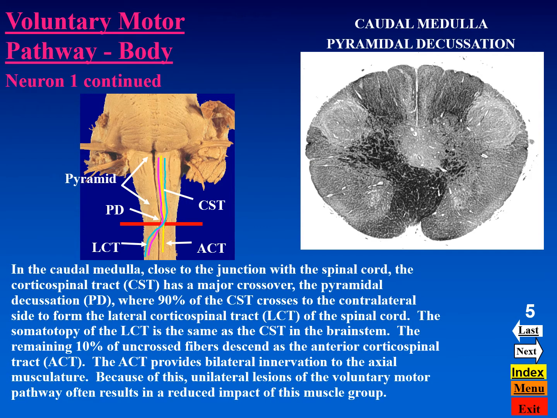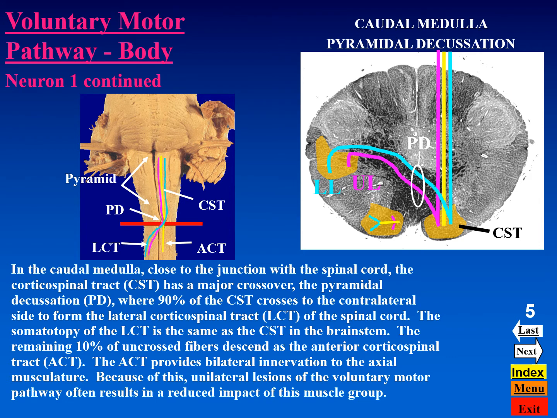The corticospinal tract at caudal medullary levels is still found in the pyramid. Its fibers are still somatotopically organized, but at this level, about 90% of the fibers will decussate in what is known as the pyramidal decussation. And doing so, they will form a lateral corticospinal tract.